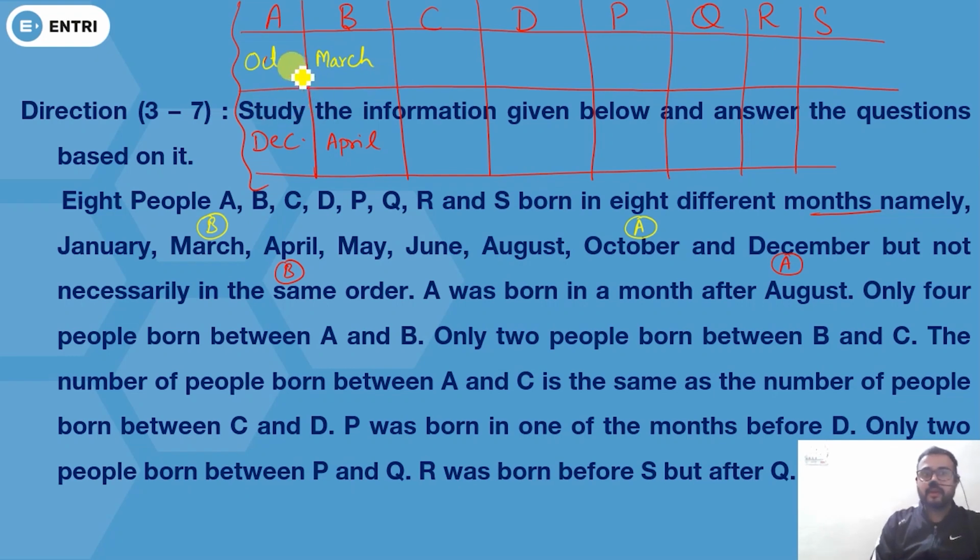I hope the question is clear to you till here. So see what I have done. A was born in a month after August, so we have two options, October and December. So I have written here October and December.